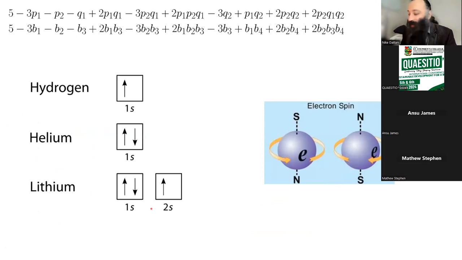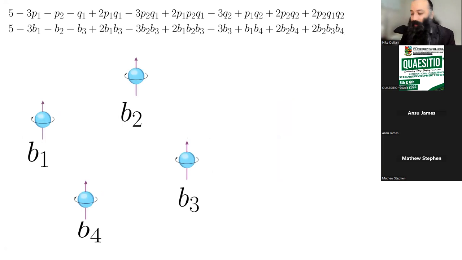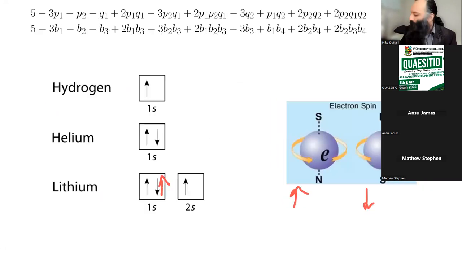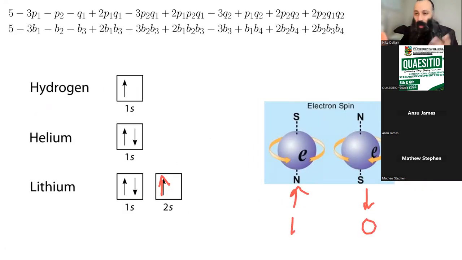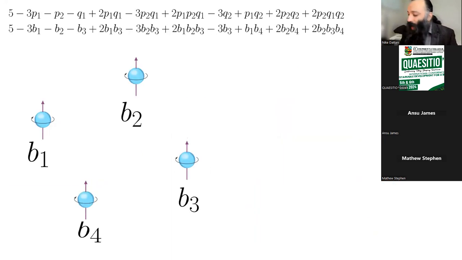Each atom has this electronic configuration represented this way. We have electrons that are either spin up or spin down, okay? Spin up or spin down. These are ones and zeros, essentially. So one and zero, we can call it one and zero. Now we have these variables, P1, P2, Q1, Q2. I'm just going to call them all bits, B1, B2, B3, B4, okay?